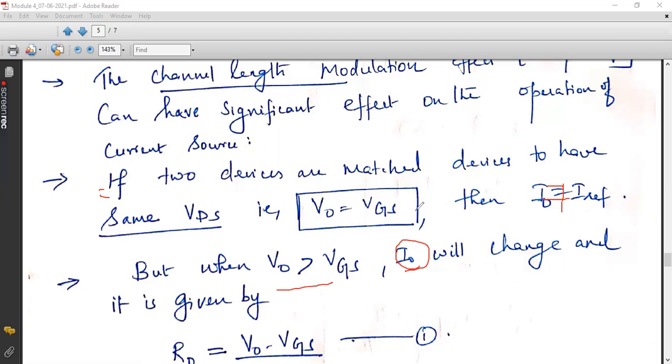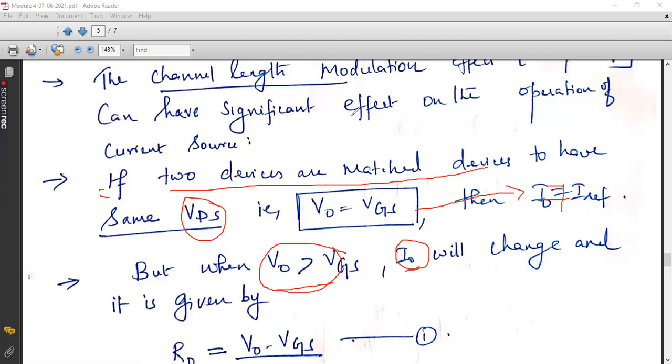Only if V naught is equal to VGS, you can write I0 is equal to IREF. How does V naught become equal to VGS? Because I have taken two devices as matched devices, because of which the VDS was same. As a result, V naught is equal to VGS, because of which I naught is equal to IREF. Right? But what happens when V naught becomes greater than VGS? You can expect some fluctuations in your voltage. Accordingly, your I naught will change. It will not be equal to I reference.